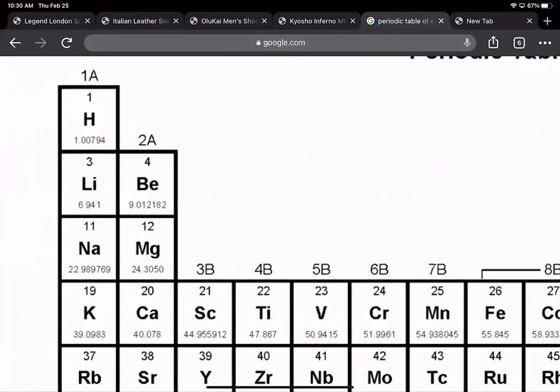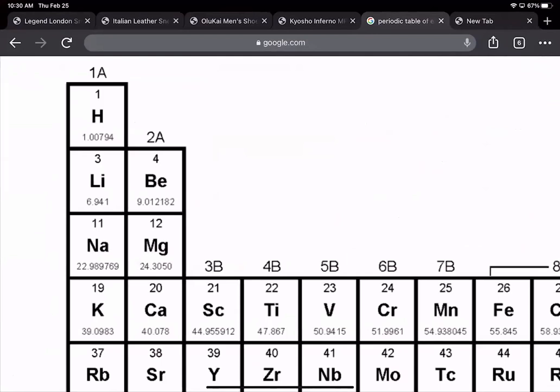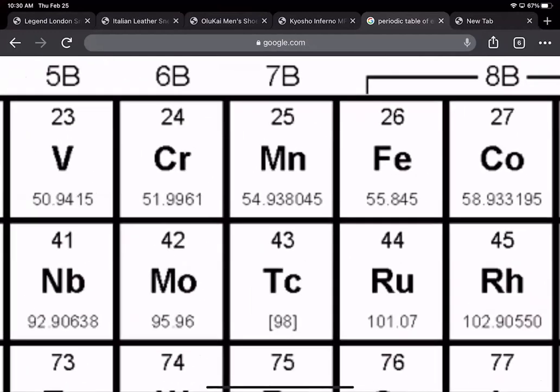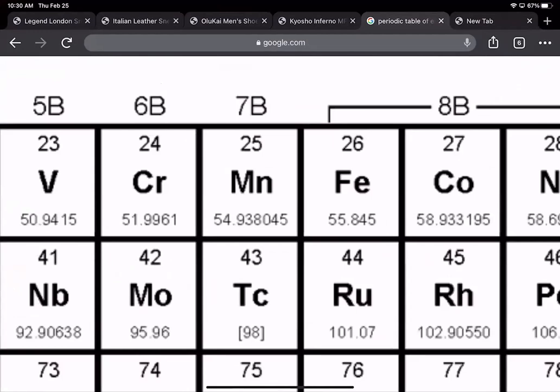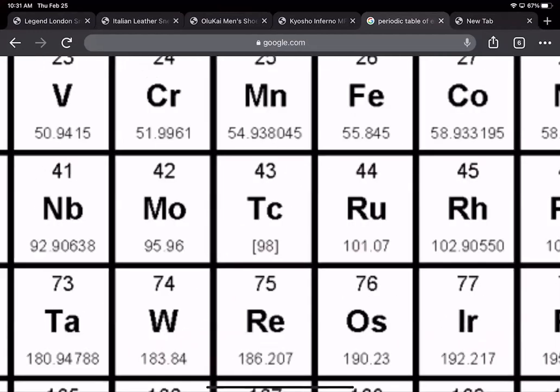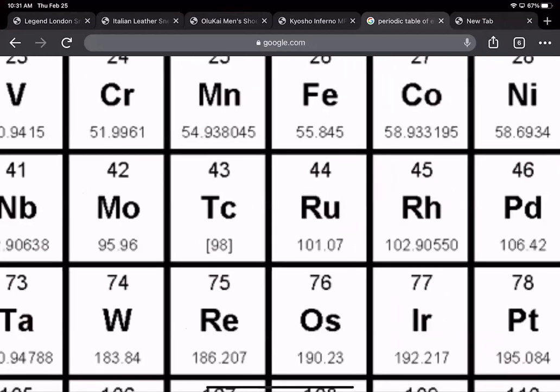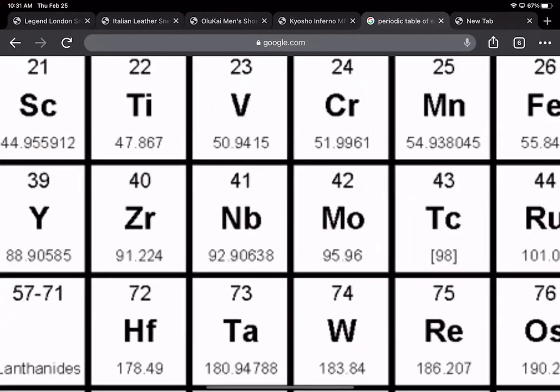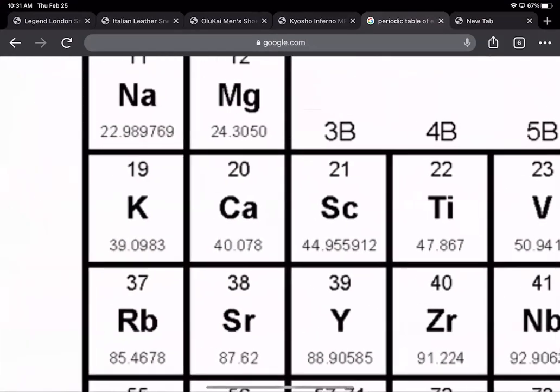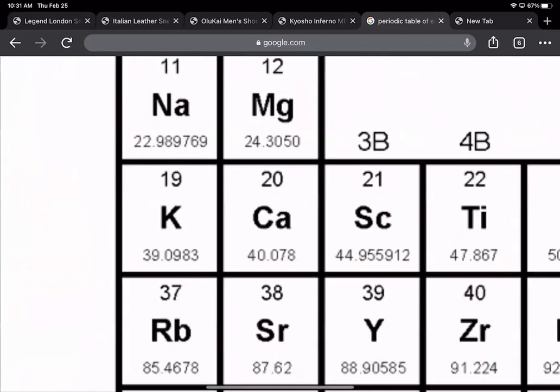Na is 22.989769. But remember that protons don't weigh exactly 1 AMU. They weigh 1.0073. Neutrons weigh 1.0087, right? So these values here, like iron, I'm going to round to 56. Ruthenium, I would round to 101. Molybdenum, I'd round to 96. Potassium, I would round to 39. Right? So there is some rounding involved when we're going to determine the number of neutrons here.